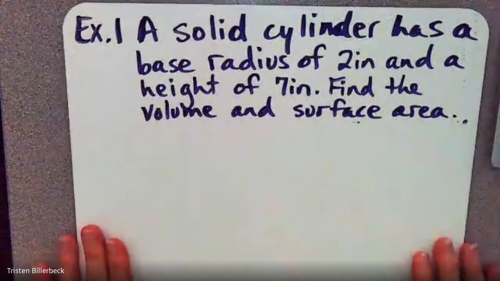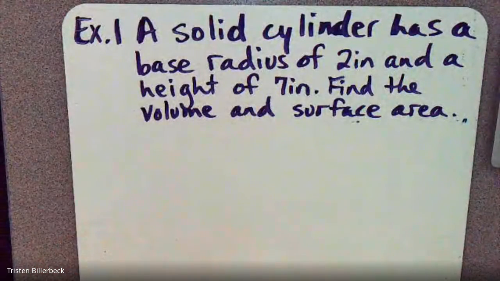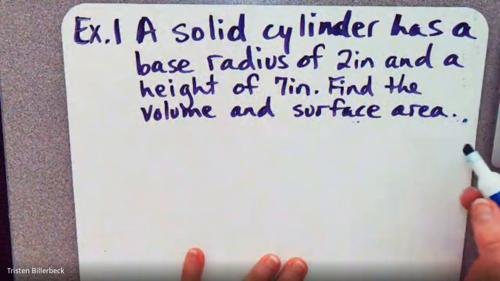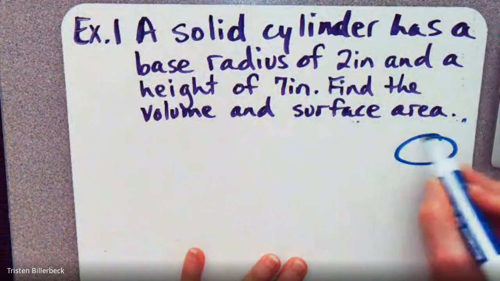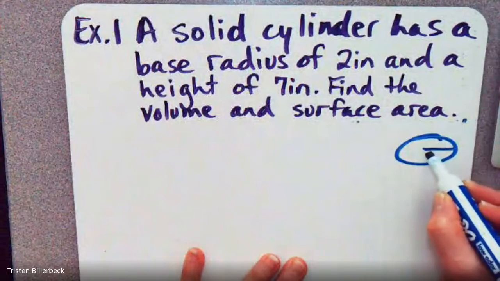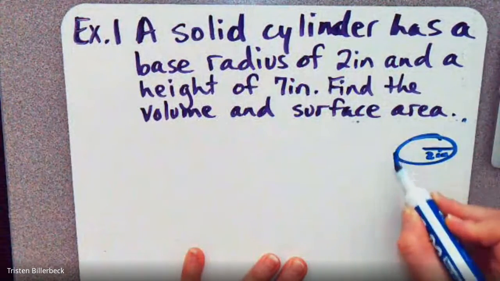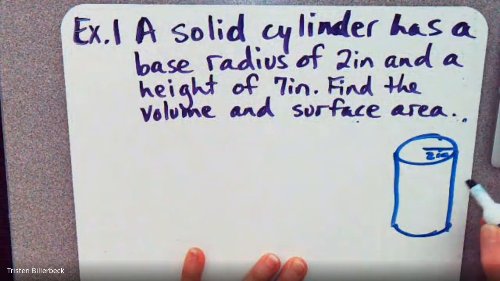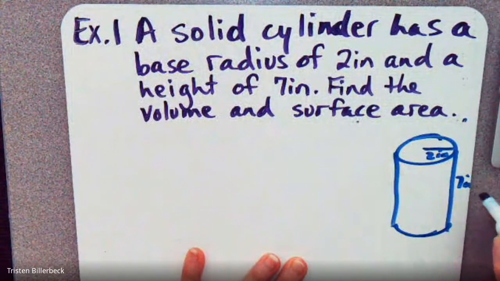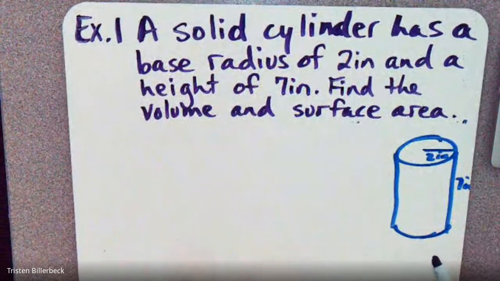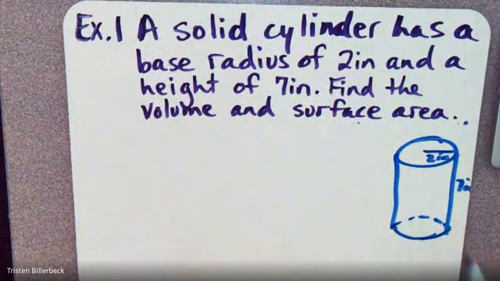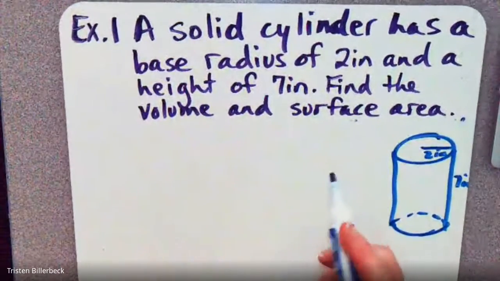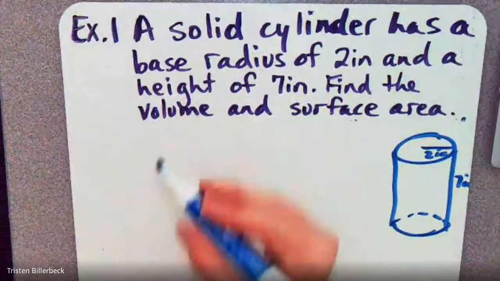All right, let's look at a few examples now. A solid cylinder has a base radius of 2 inches and a height of 7 inches. We draw that quickly: 2 inches and a height of 7 inches. You can do little hidden lines there. Find the volume and the surface area.